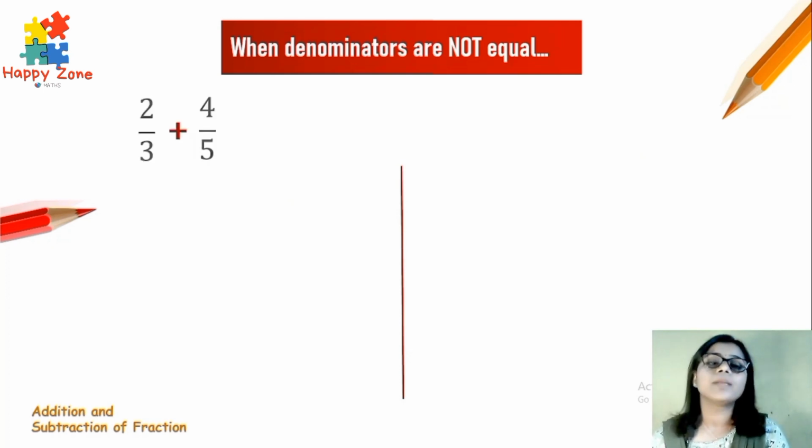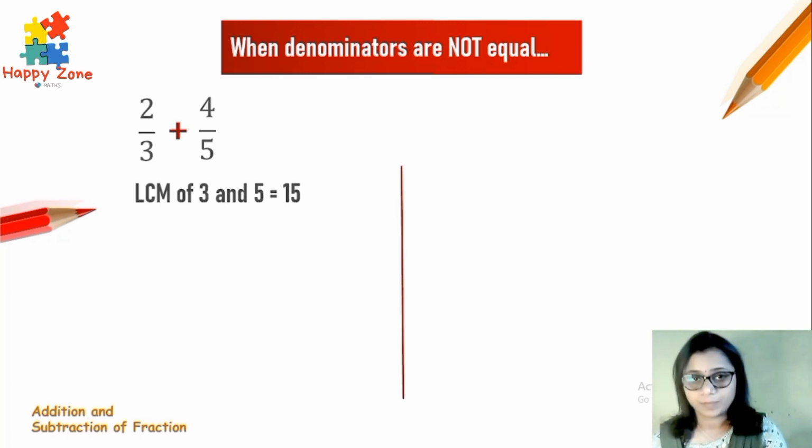2 upon 3 plus 4 upon 5. As you can observe here, 3 and 5, both the denominators are different. So while adding it, what is the first step you are supposed to do? Find LCM of 3 and 5, which is 15. Alright, and now I am going to represent this 2 upon 3 in such a fraction that the denominator becomes 15, and same with 4 upon 5. How will you do that?